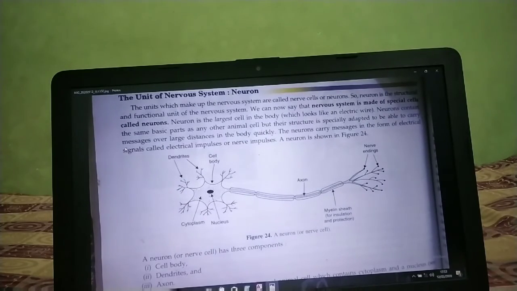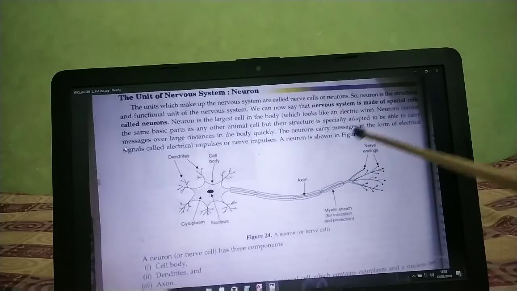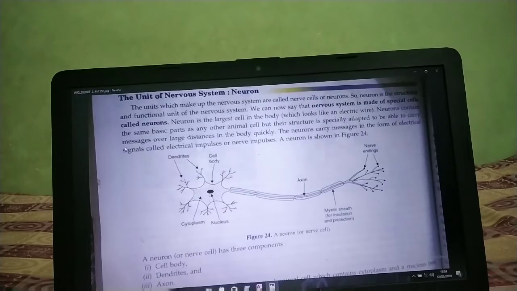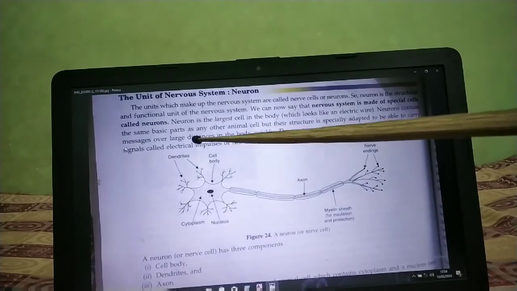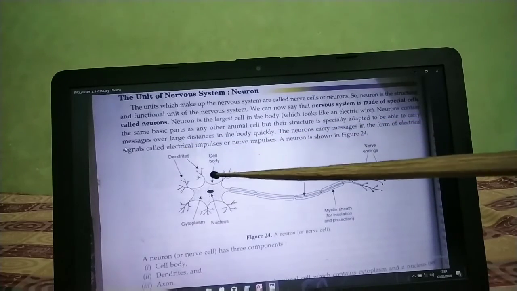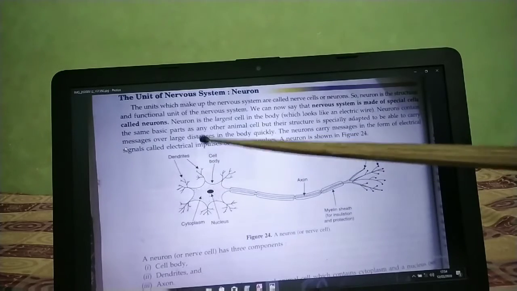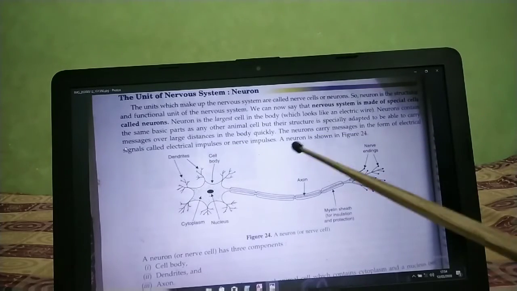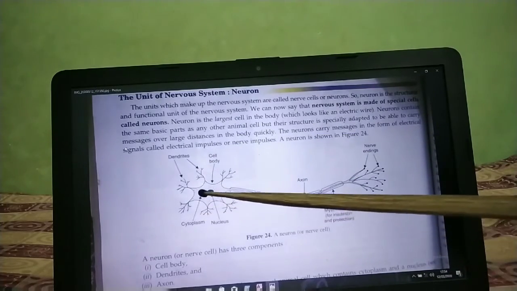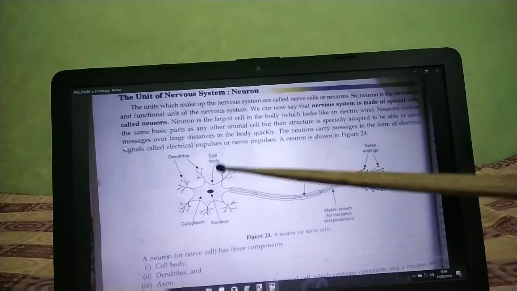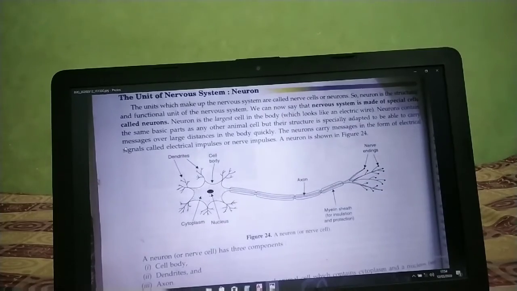A neuron, you can see here, is divided mainly into three parts. The first one is the cell body, the next is the dendrites, and another is the axon. In the cytoplasm the nucleus is present. The nucleus must always be present; without a nucleus there is no living cell.